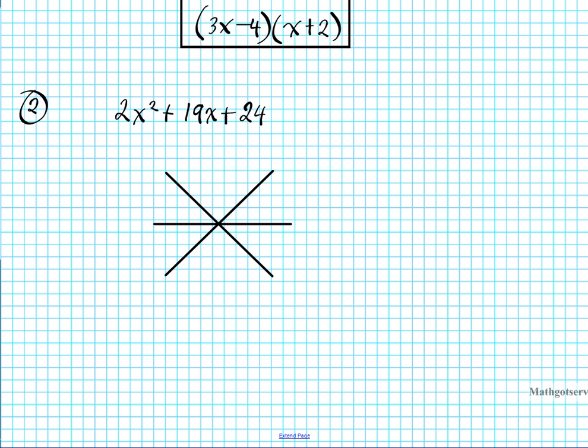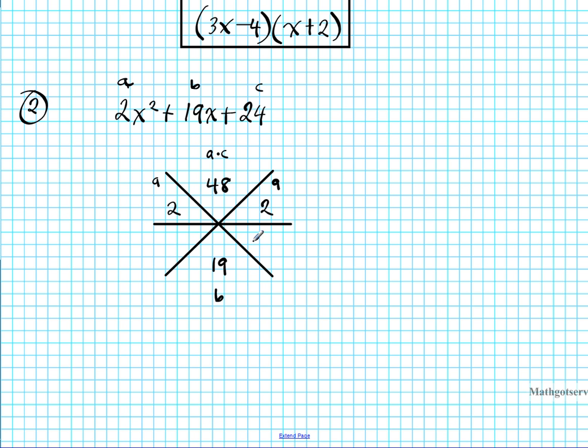correctly. AC goes on the top, B goes on the bottom, and you have an A here, and then they also have an A here. Okay. So in this problem, A is 2, B is 19, and C is 24. So AC is 2 times 24, which is 48, and B is 19. A is 2, so put it here, and then A is 2, put it here.